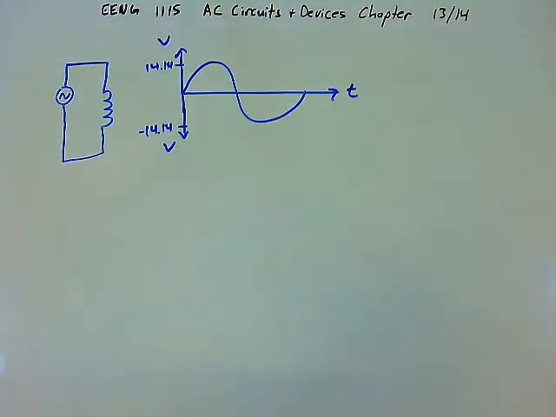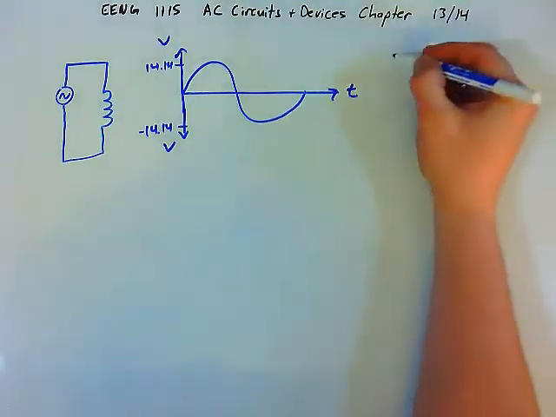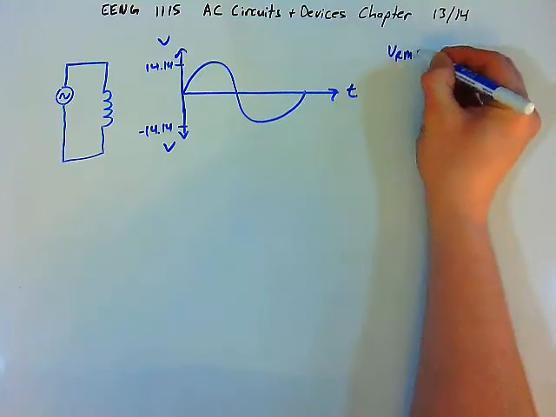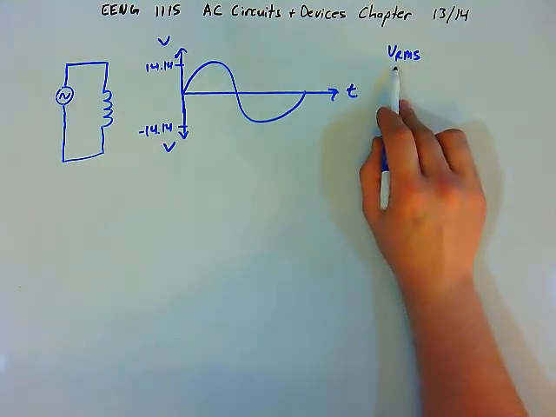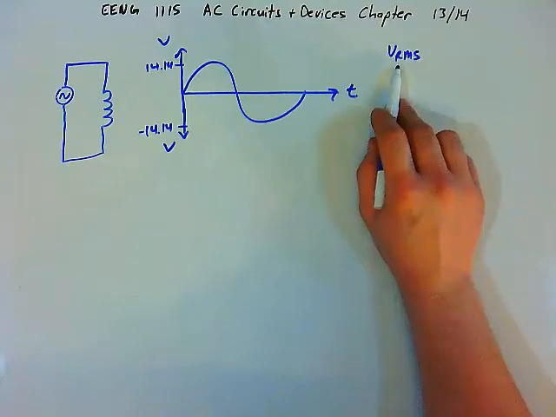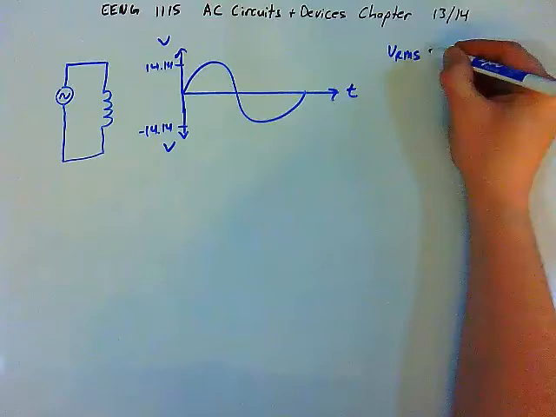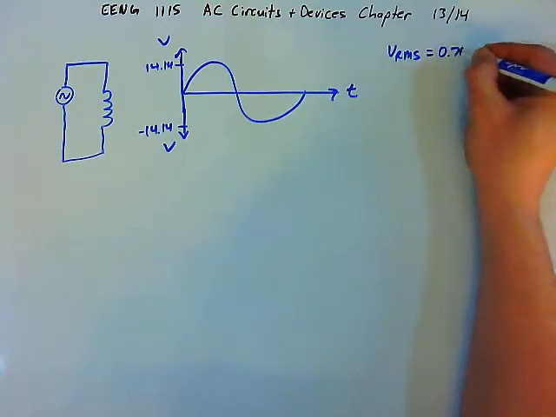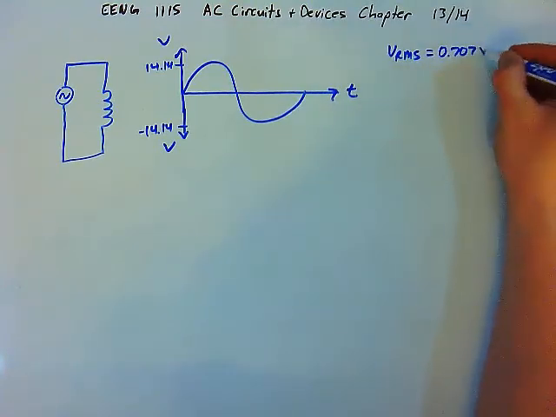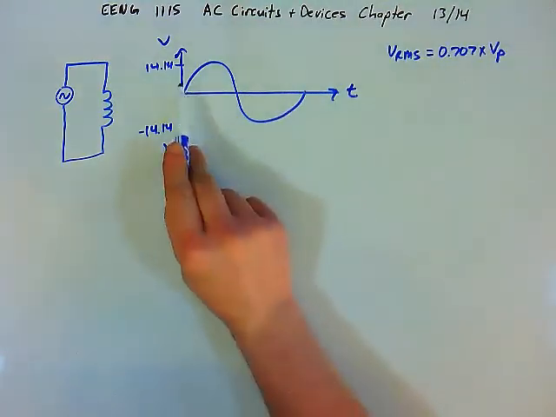Anytime we do calculations in an AC circuit, we really want to be using the RMS values. And so remember that V_RMS, the RMS value, means that this is the equivalent DC voltage that produces the same power in the circuit. And so since the power is the same, that's the value that we're interested in, right? We want to be able to compare this to something simpler like a DC circuit. RMS values allow us to do that. The RMS value is equal to 0.707 times the peak value, right? And so the peak value here is 14.14.